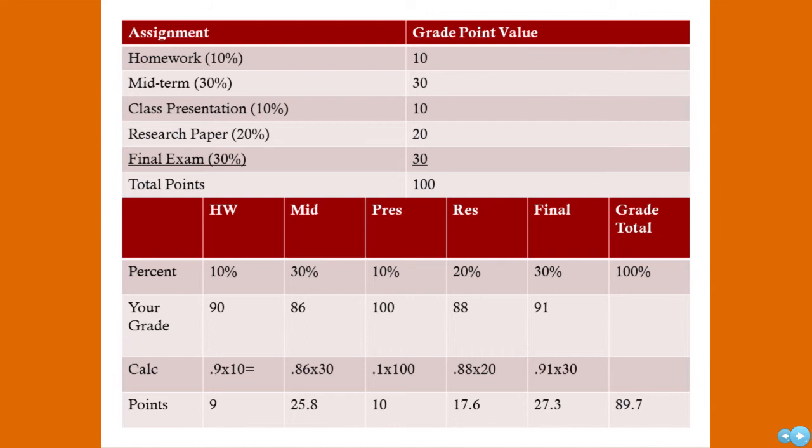Looking at the following example, we're taking a 100-point scale. If your homework's worth 10% and you got a 90 on all your homework assignments, you would just move the decimal place over from the 90 two spaces, multiply it by 10, and that would yield 9 points. For the midterm, if you got an 86, 0.86 times 30 is 25.8. For your presentation, let's say you got 100, 0.1 times 100 is 10. Your research paper, you got an 88, 0.88 times 20 is 17.6. The final exam, a 91, 0.91 times 30 is 27.3. If you add up all the points at the bottom, you get 89.7 as your final grade in the course.